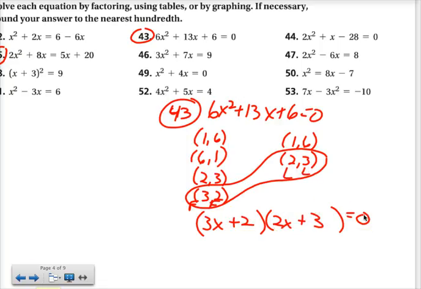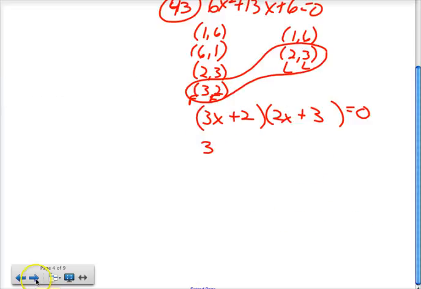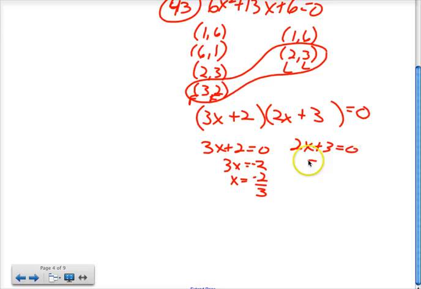And again, we're not done because we were supposed to solve this. So 3x plus 2 equals 0. Subtract the 2 and divide by 3. Same thing with the other set of parentheses. Subtract the 3 and divide by 2. So our zeros end up at -2/3 and -3/2.